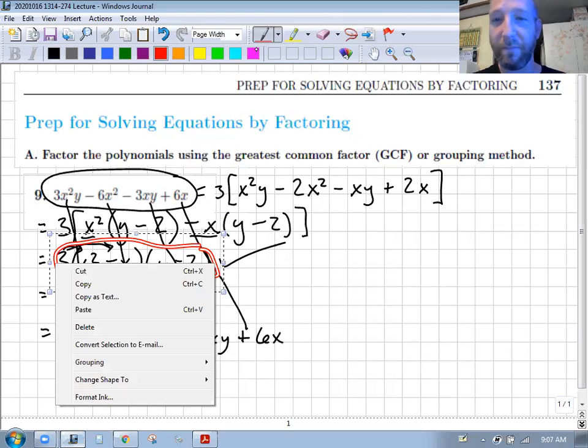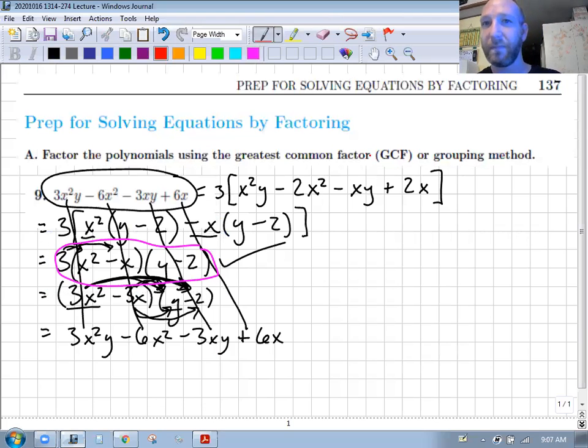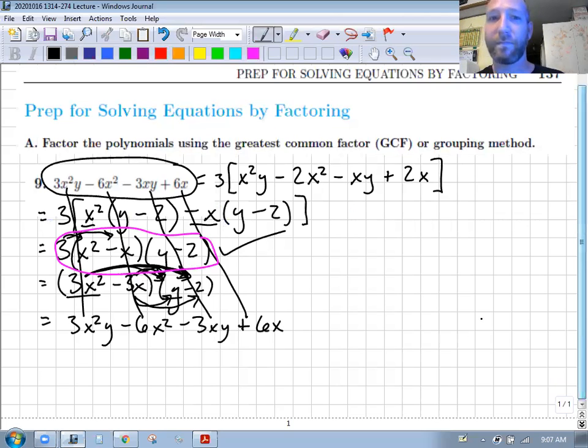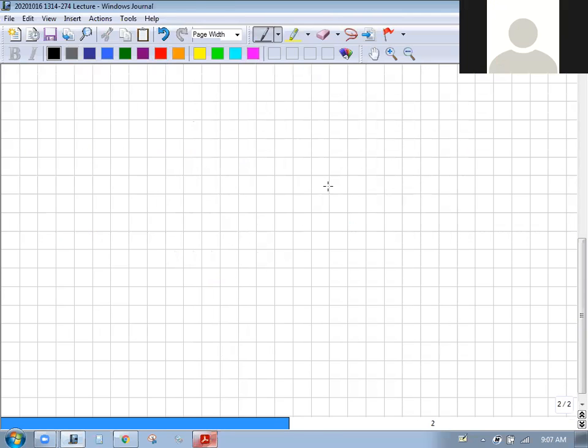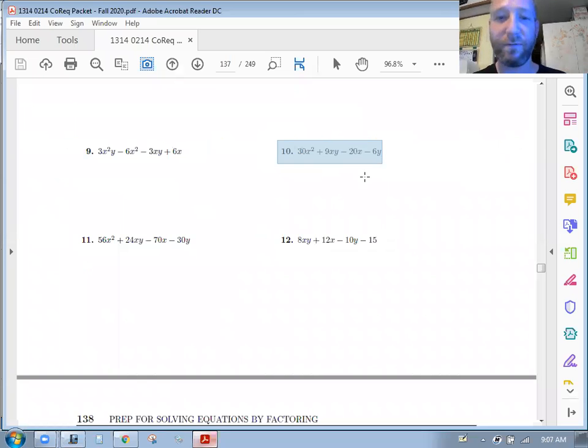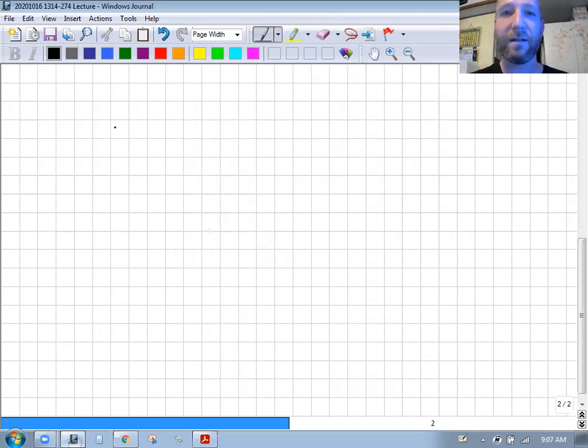I'm going to put it in pink. Any questions about this? No, sir. All right. If you haven't done factoring before, you're going to have to practice a lot. It can get kind of hairy.